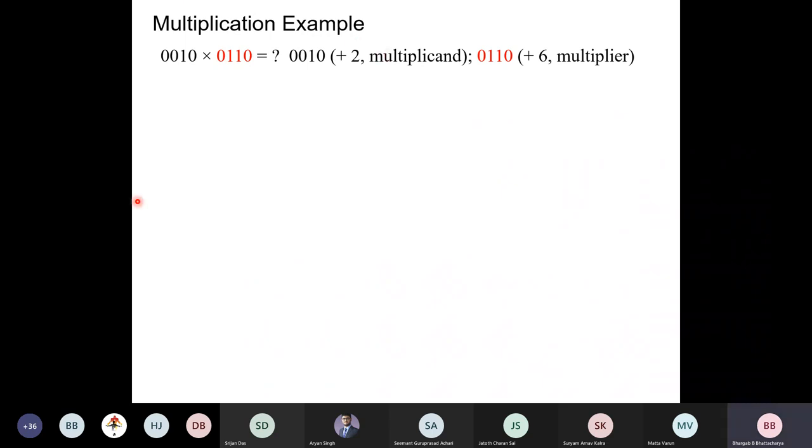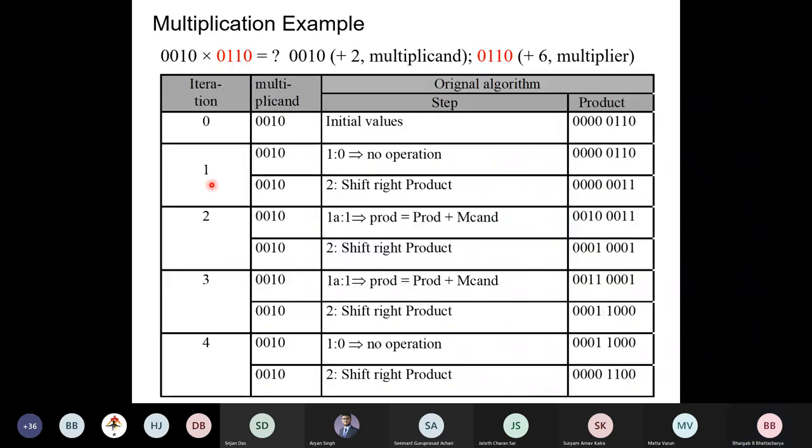Here is an example of unsigned multiplication where the multiplicand is 2 and the multiplier is 6. This is a 4-bit example. The multiplicand is saved in a 4-bit register, and the product term will be saved in an 8-bit register, and the rightmost 4 bits of the product register are initially loaded with the multiplier. So you need only 2 registers: one register to save the multiplicand and another register to save the product term as well as the multiplier.